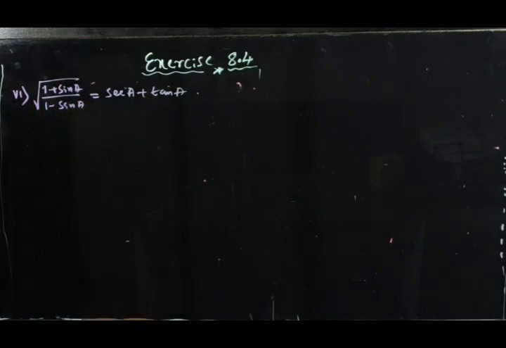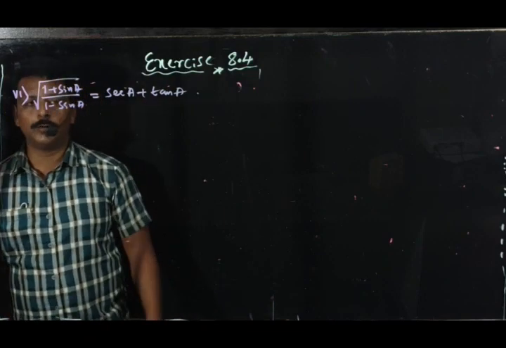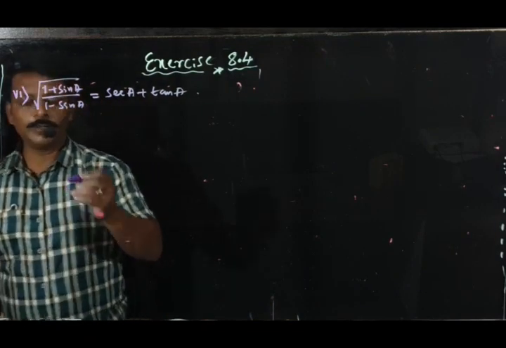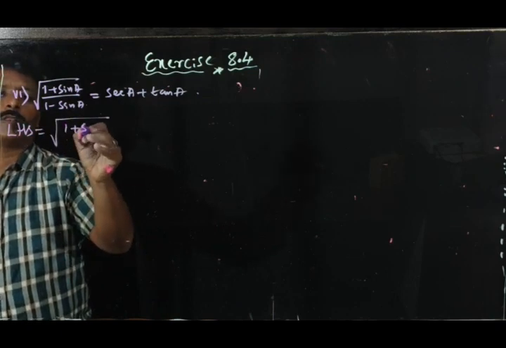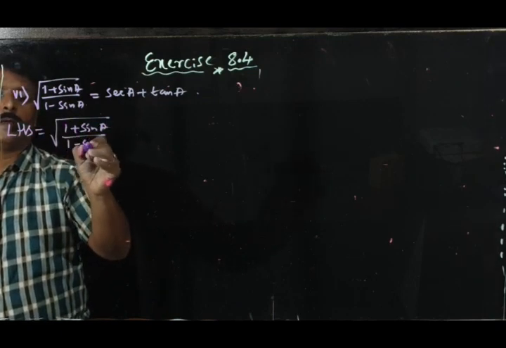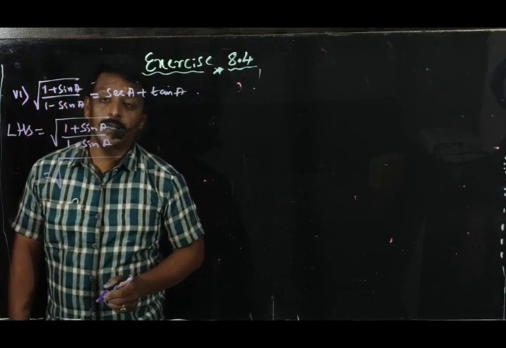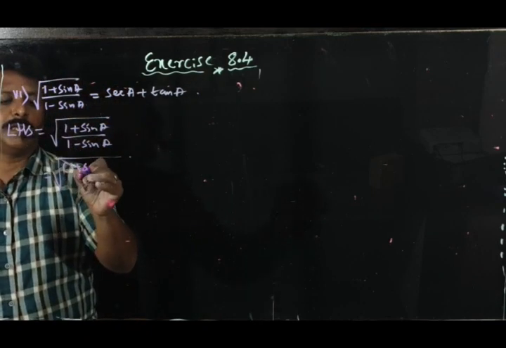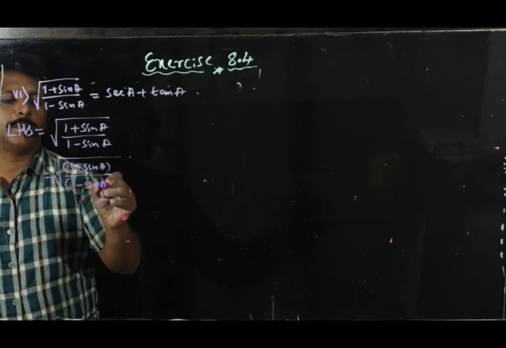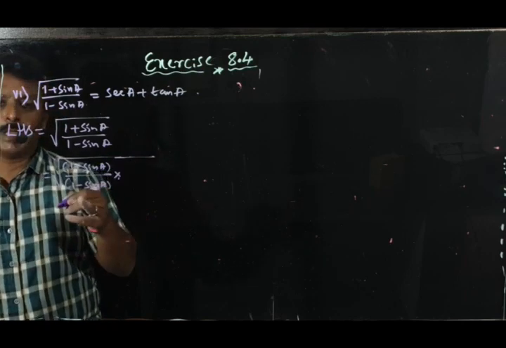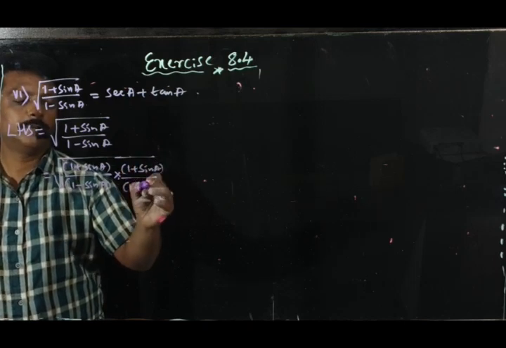Look at this. What they are given? Square root of 1 plus sine A divided by 1 minus sine A is equal to sec A plus tan A. I am going to start with LHS. LHS is root 1 plus sine A divided by 1 minus sine A. Last year you studied denominator rationalizing. So 1 plus sine A I am keeping as it is. 1 minus sine A also I am keeping as it is. When you rationalize, minus will become plus: 1 plus sine A divided by 1 plus sine A.